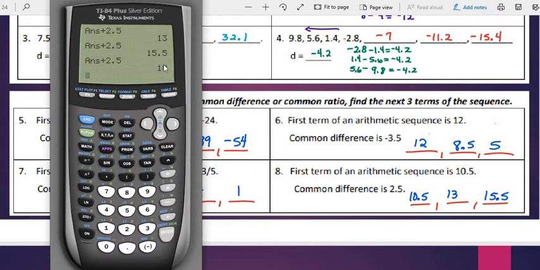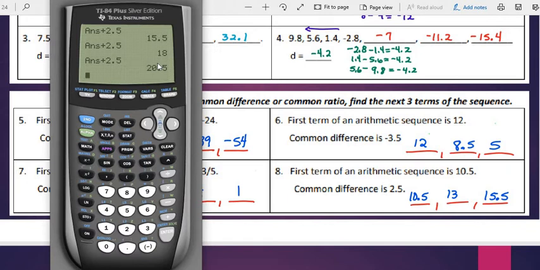You must know the last term that you are working with and the common difference to it before you can get to the next term. So 18 plus the 2.5 will give me 20.5. I am reusing the last term.